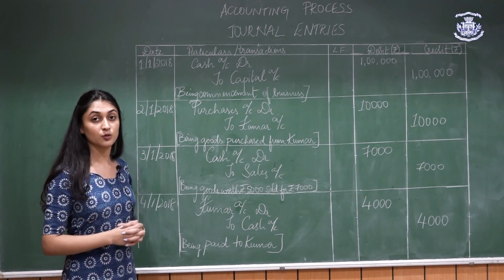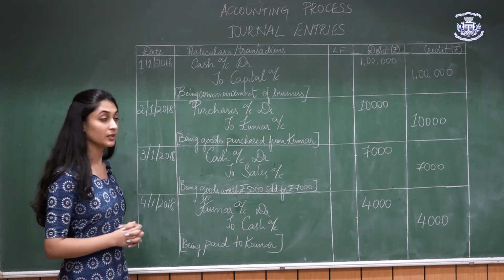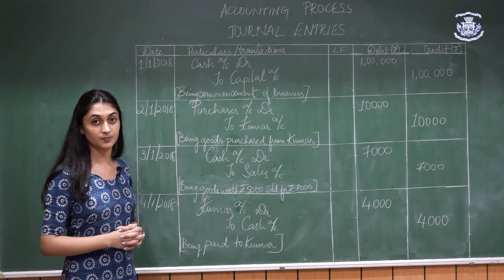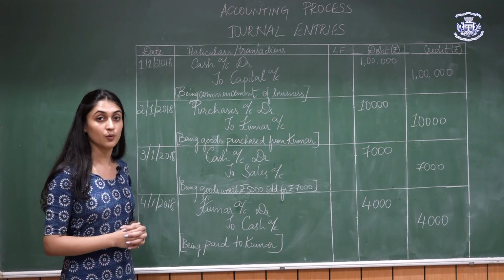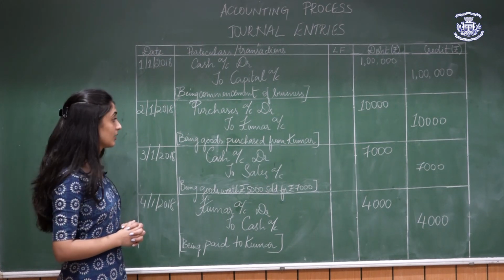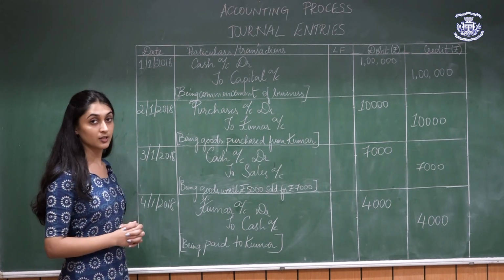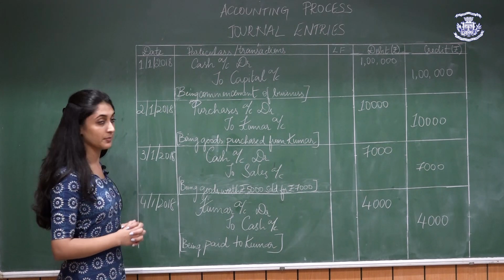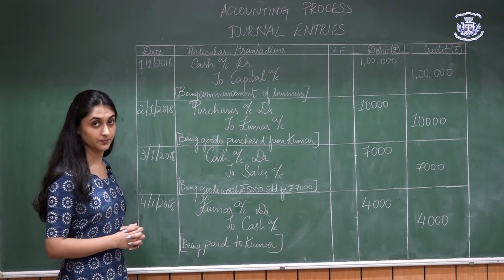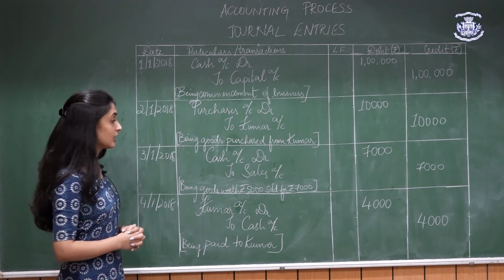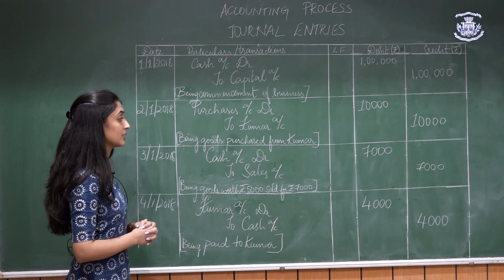We are purchasing goods on credit. Therefore, the creditor account is going to increase. When liabilities increase, we credit the account. Our journal entry here would be purchases account debited to Kumar's account. The narration being goods purchased from Kumar.